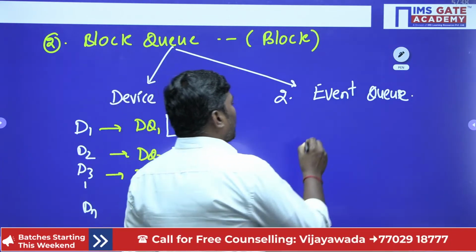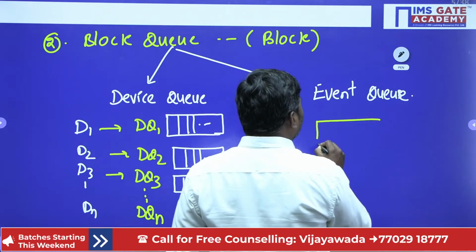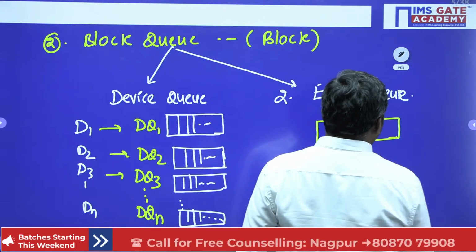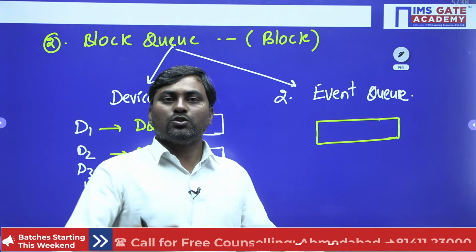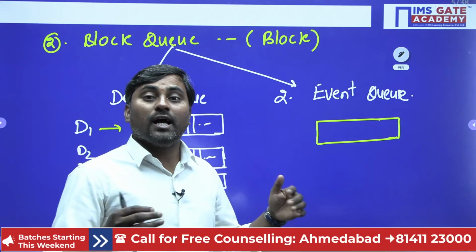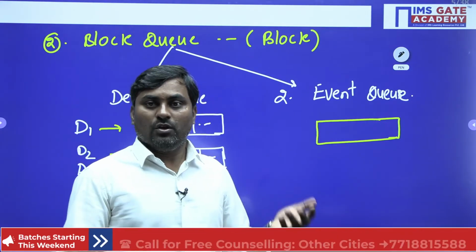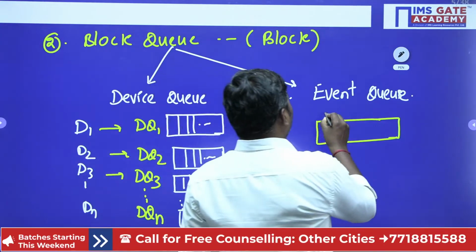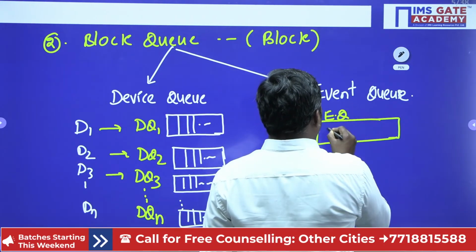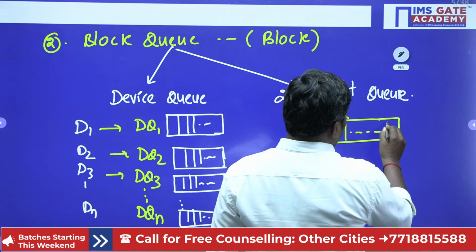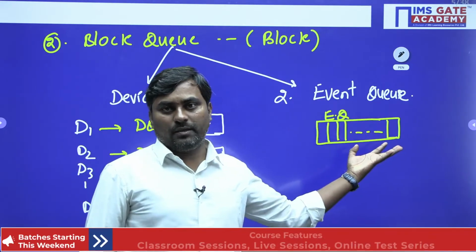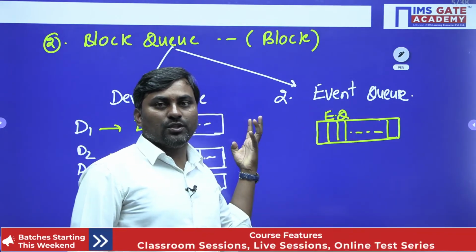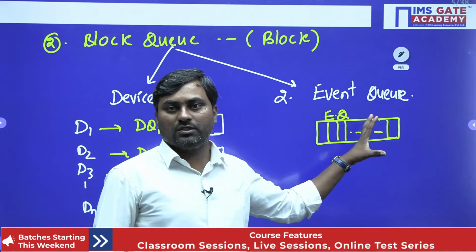Similarly, more than one process may issue the same event. Suppose there are 3 processes issuing the same system call. The system call eventually should run in kernel mode, so they have to run one by one. So there has to be a queue, the event queue. Other than device usage, for other events we place the processes in this queue.